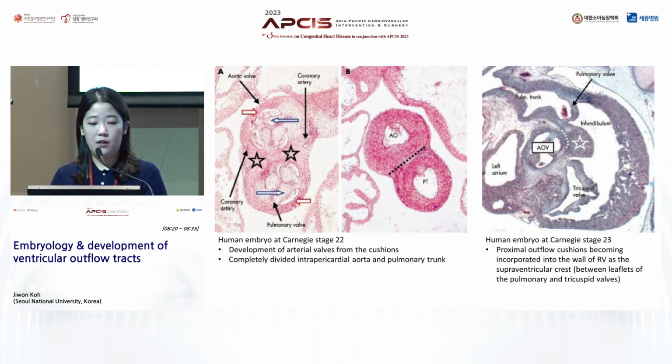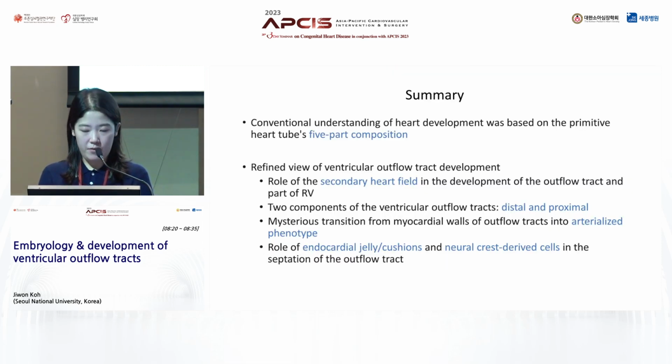So finally, the division of the outflow tract is almost complete, and we can see these endocardial jellies and cushions are starting to make the valves of these great arteries. And two great vessels are divided completely right here. And this is the very adult-like, almost developed heart. And we can see that the proximal outflow cushions are, finally, the only endocardial cushions remaining in the proximal outflow tract, and it's located between the pulmonary valve and tricuspid valve as a supraventricular crest. So this was the outline provided by the refined view.